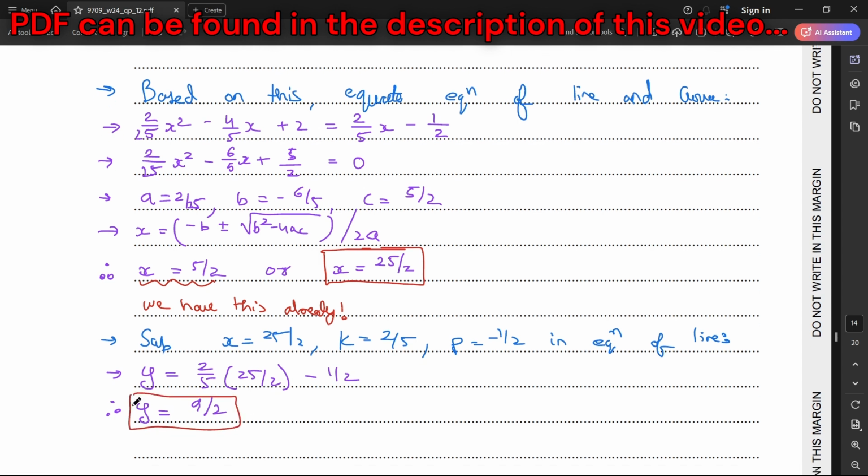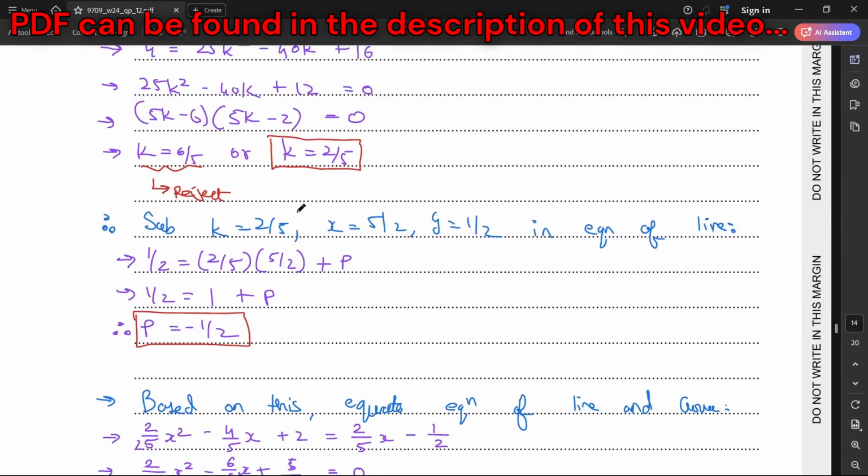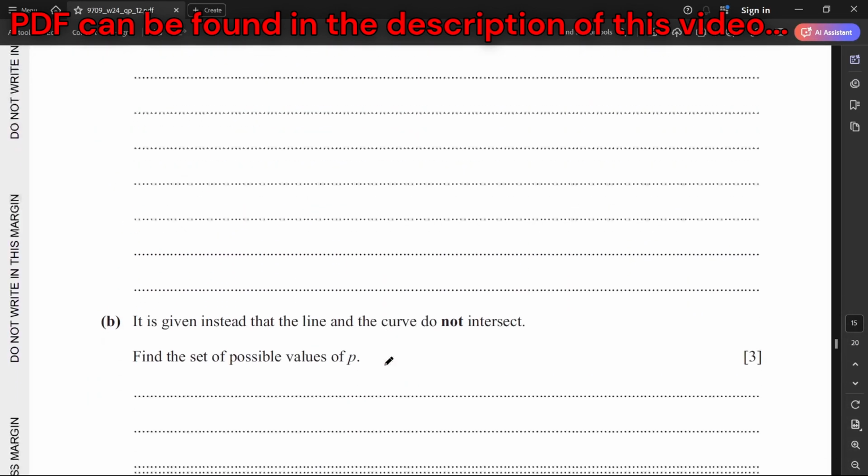And I can simply mention now, the other point of intersection is coming out to be 25 by 2 comma 9 by 2, and that is how you get the final answers for your first part. You got the value of p, k, and also the other point of intersection.